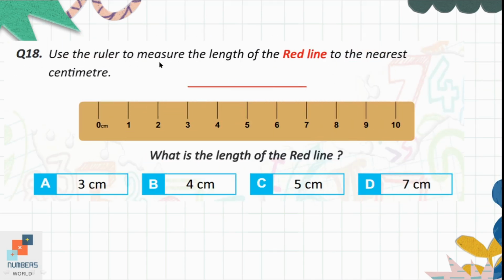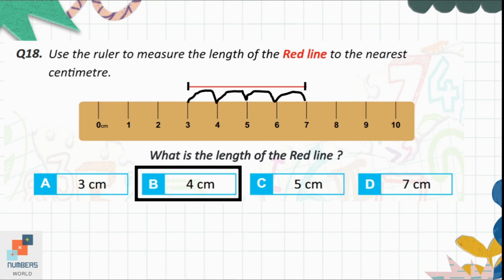Question number 18. Use the ruler to measure the length of the red line to the nearest centimeter. What is the length of the red line? So this is the starting point of the red line, and here we have the ending point of the red line. There are 4 jumps from 3 to 7 between the starting and ending point of the red line. One jump is of 1 centimeter. So we can say that 4 jumps are of 4 centimeters. So option B is the correct one.